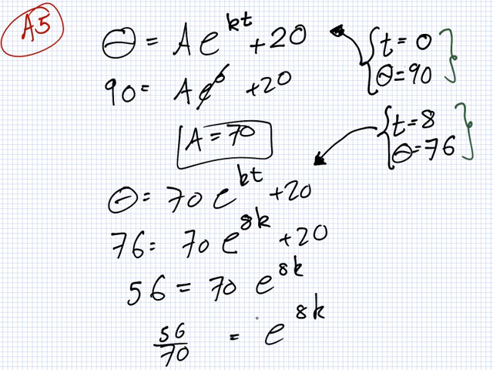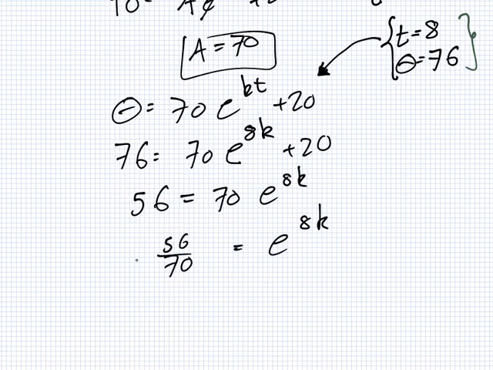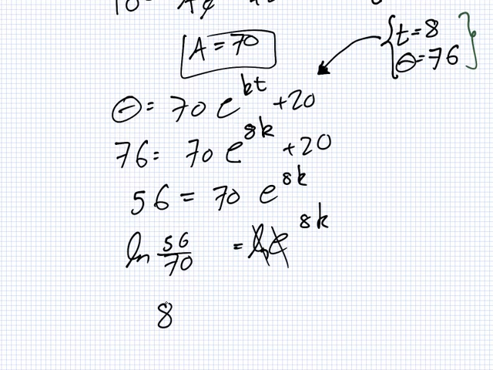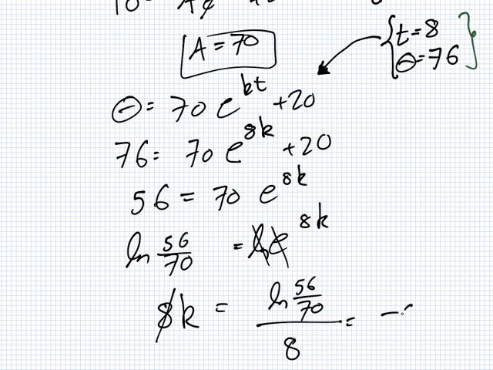So 56 over 70 equals e^(8k). We can get rid of the e by using log. So log here, and they cancel. So you have 8k equals log of 56 over 70. So k is that log all over 8, which is minus 0.028. Wait, you put ln and you put over 70. What's that mean? I divided by 70. Oh, okay, then you put the ln. Yes.